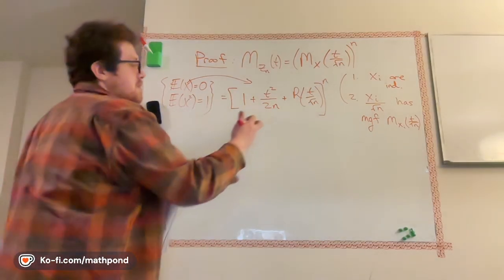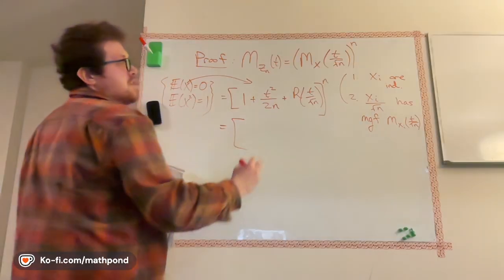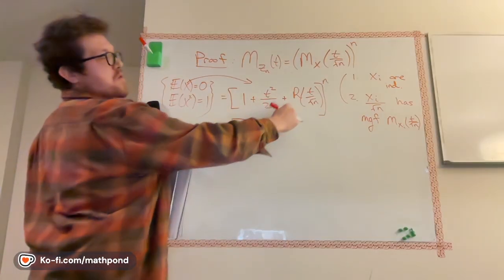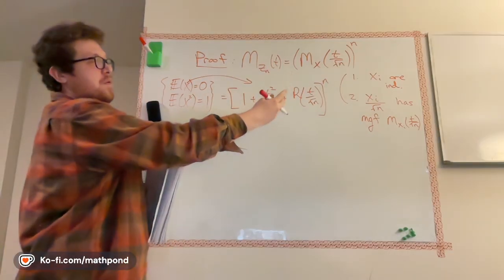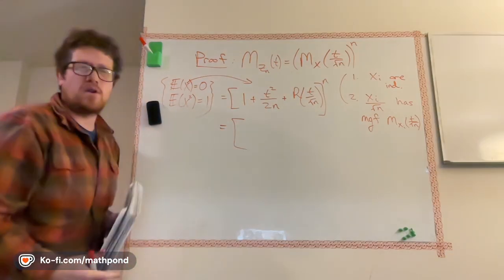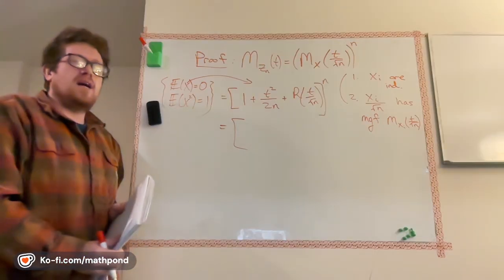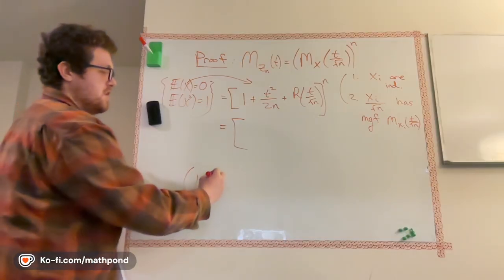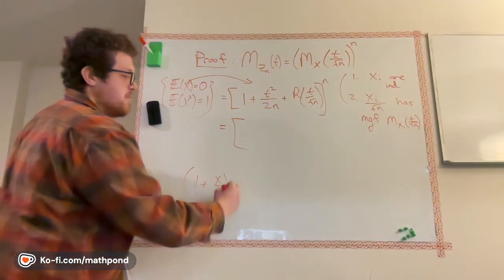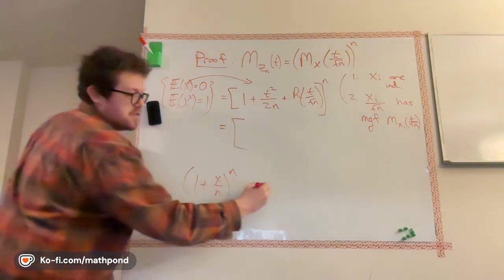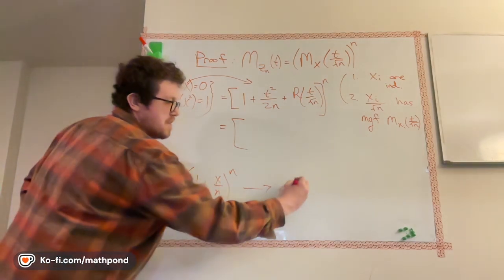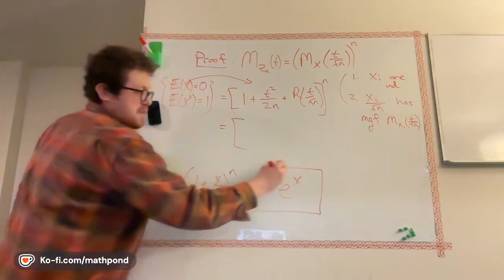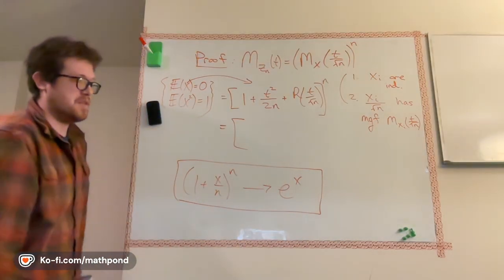And now I'm going to do a little bit of rearrangement. So we're trying to prove that this is like e to some power. And if you remember your limit for e, you have this limit where you take 1 plus x over n, and you take it to the power of n. And as n goes to infinity, this converges to e to the x, right? Does everyone remember this?